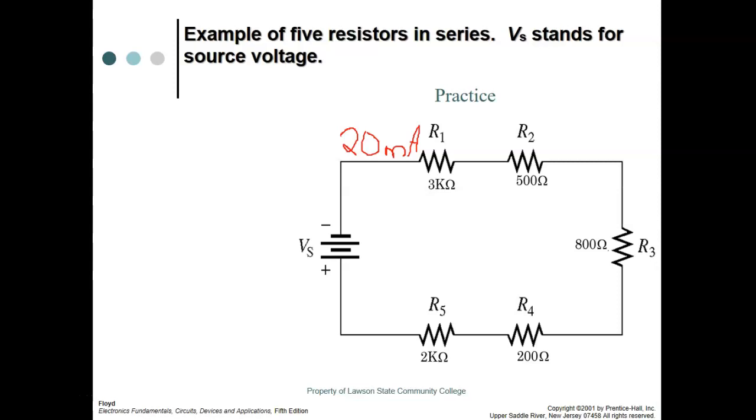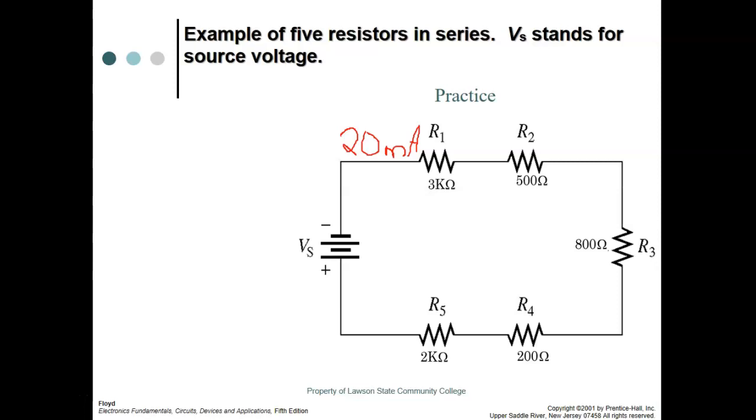So what can I do? I can start filling out my chart. I just take that 20 milliamps, put it all the way through. That applies to all of my circuit. So thus, I apply it to all of the circuit. Y'all following?